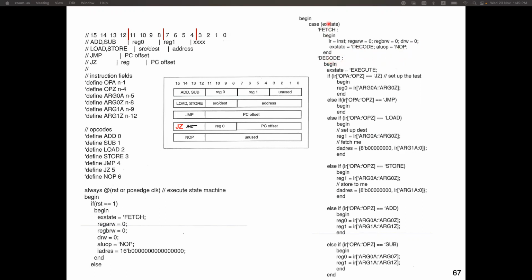Okay, now if the execution state is decode, then do this from here to here. Here, next state must be SQ. So we set the next state to be SQ. Here, you don't need another variable for next state. I just use SQ. You change the value of the S state because it will only update at the rising edge of the clock. So basically, this is the next state.